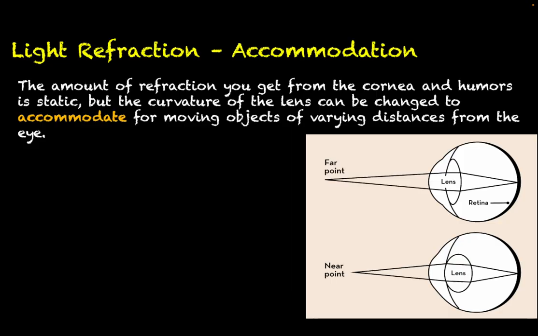But the curvature of the lens can be changed very dramatically and very dynamically in a very short amount of time. And this process is called accommodation. So, this change in the curvature of the lens, which is possible because of that muscular structure that suspends the lens in place, allows us to adjust the focal point that strikes our retina to accommodate for moving objects or objects that are at varying distances from the eye.